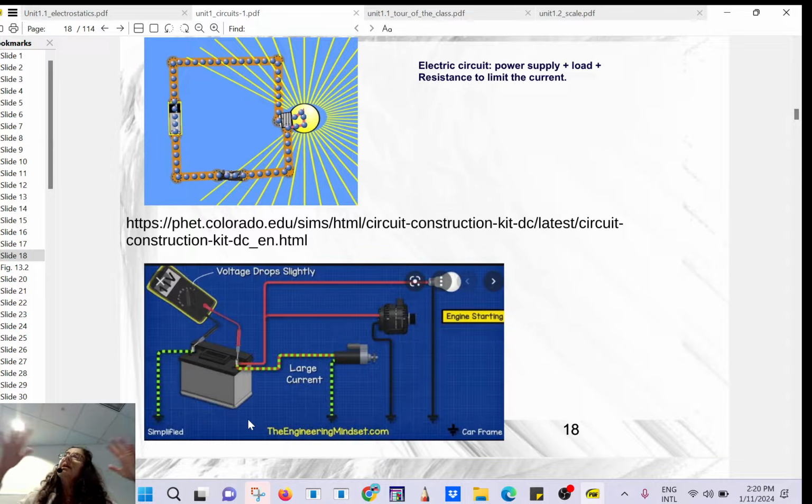So they use the car itself as a way to go back to base, right? So you still have a full circuit. We're going to see it's called a parallel circuit. So all the loads are in parallel, and we're going to see why. But the way they come back, they use the chassis of the car. So the chassis of the car is going to be like your ground. Is that clear?